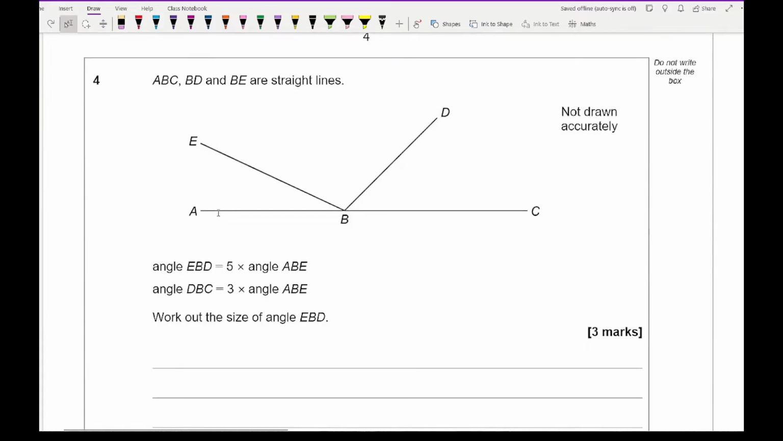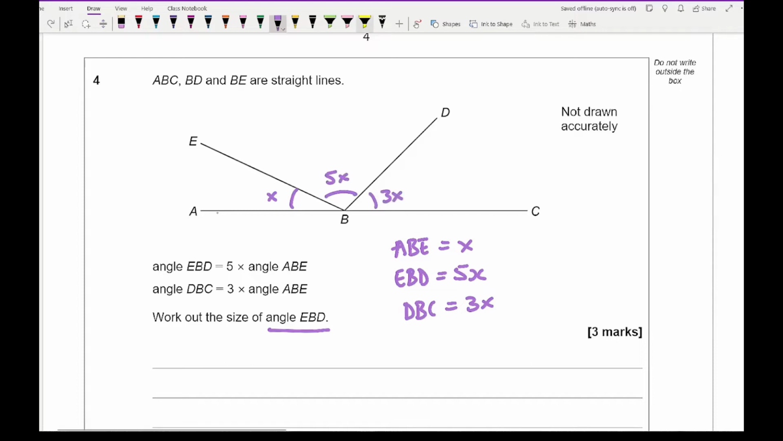Moving on to question 4, it says ABC, BD and BE are straight lines. Angle EBD is equal to 5 times the size of angle ABE, and angle DBC is equal to 3 times the angle of ABE. And the question is asking us to work out the angle of EBD. So for this, if we establish that ABE is x, then EBD is going to be equal to 5x, and DBC is going to be equal to 3x. So if I label these, this is going to be x, this is going to be 5x, and this is going to be 3x.